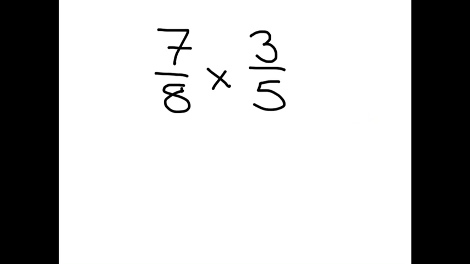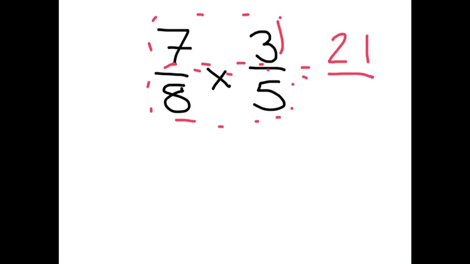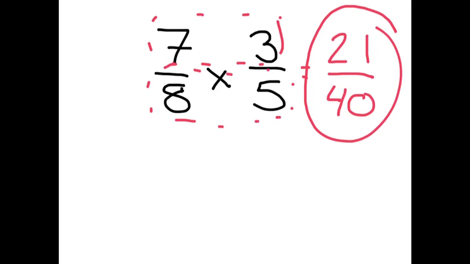One more. The steps for multiplying fractions. Multiply the numerators. So we got 7 times 3 is 21. And then multiply the denominators. 8 times 5 is 40. These numbers do not have a greatest common factor other than 1, so it's already in simplest form, and that is the correct answer.